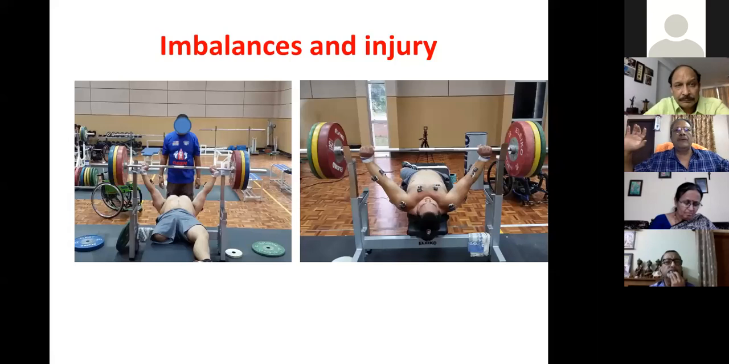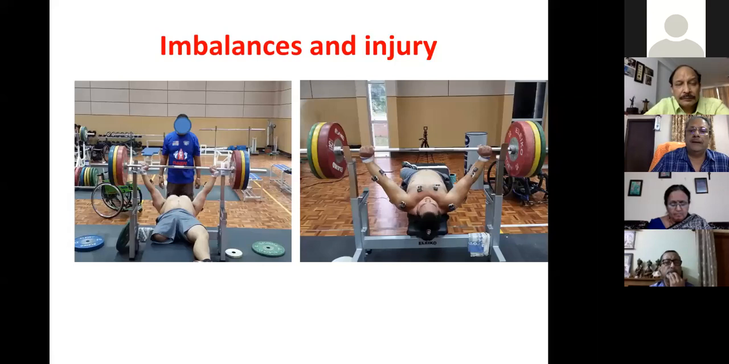and ask them to focus on development of strength in that particular position and stabilize the strength in that particular angle. Thus, they can improve their performance and relatively get free from injury.